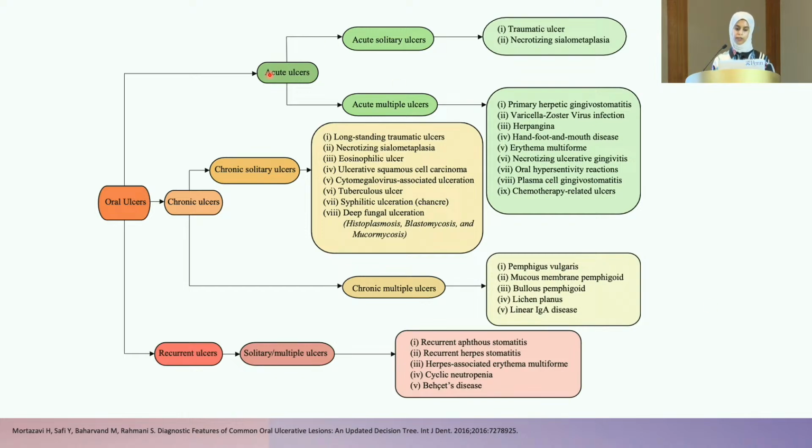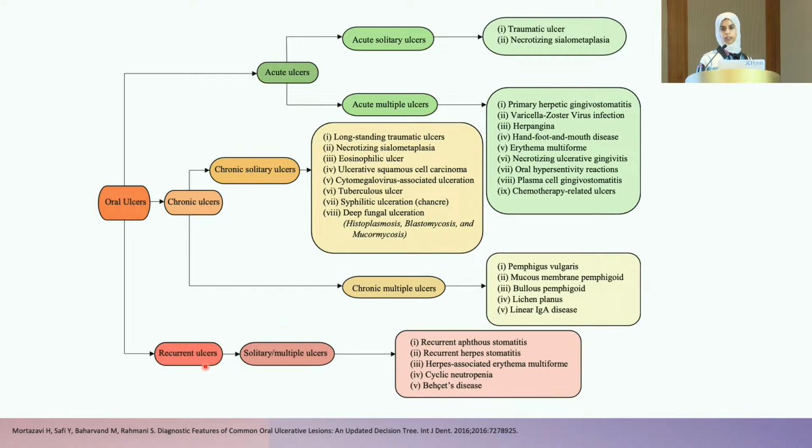So you want to know, are the ulcers acute, are they chronic, are they recurrent? If it's acute, remember, is it a solitary ulcer, are there multiple ulcerations? For a solitary ulcer, this is usually traumatic. For acute multiple ulcers, usually they are infectious in nature. And then for our chronic solitary ulcers, remember, either a deep fungal infection, or we do have some suspicion of squamous cell carcinoma. And then for chronic multiple ulcers, usually there's an underlying systemic disease, usually autoimmune, like pemphigus vulgaris, pemphigoid, or also maybe lichen planus.